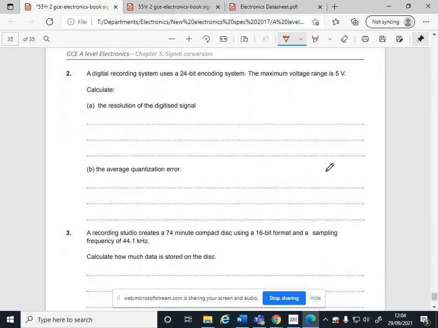Okay, we looked at this before in exercise 5.1, resolution. So we're going to use the old equations. So the resolution equals the input voltage range divided by 2 to the n. Okay, so what's the input voltage range? 5 volts. It's 24 bits, so it's 2 to the 24. That equals 0.298 microvolts. That's your answer for that.